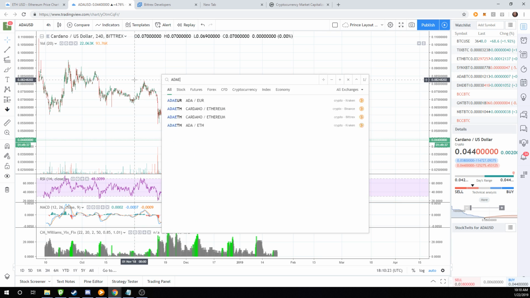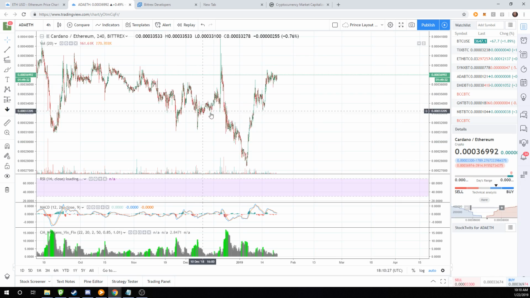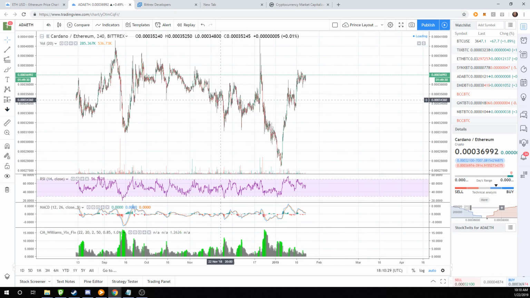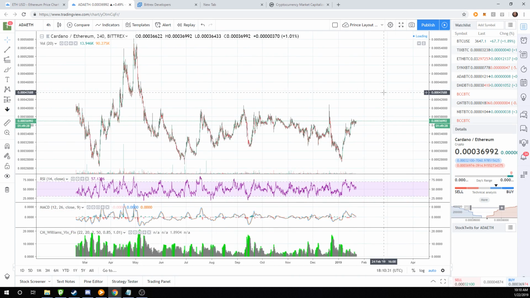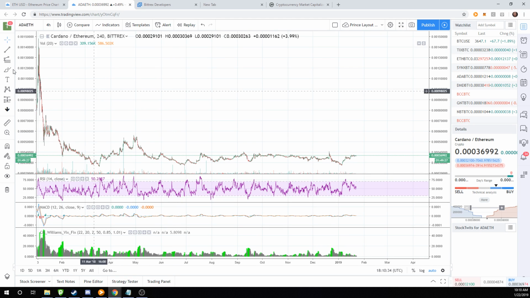Do ADA ETH. I bet they have Ethereum. Yeah, they do. Yeah, what a chart. Look at this thing. Okay.